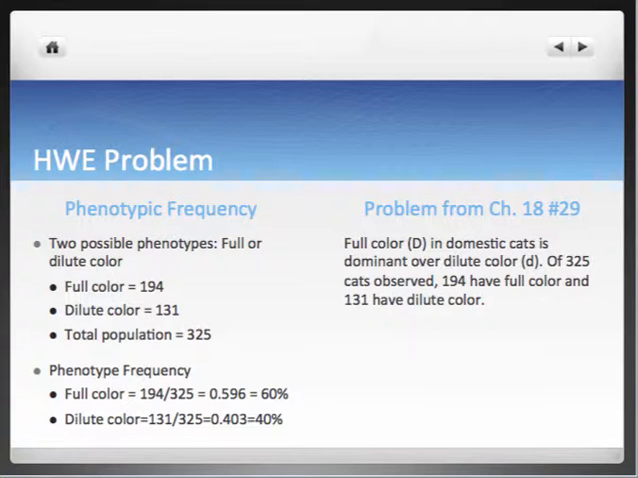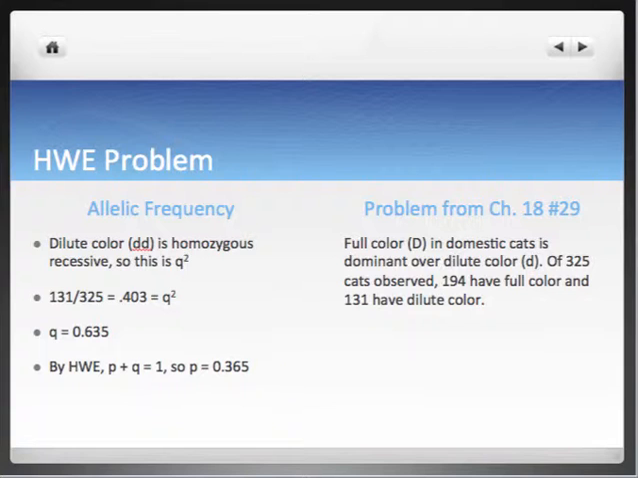To find the phenotypic frequency for full color, we say 194, which is the number of full color cats in the population, divided by the overall size of the population, which is 325. This gives you 0.596 or 60%. Then we do the same thing for dilute color. There are 131 individuals out of a total population of 325, which gives you 0.403 or about 40%. This is basically how we figure out the phenotypic frequency. It's pretty straightforward.